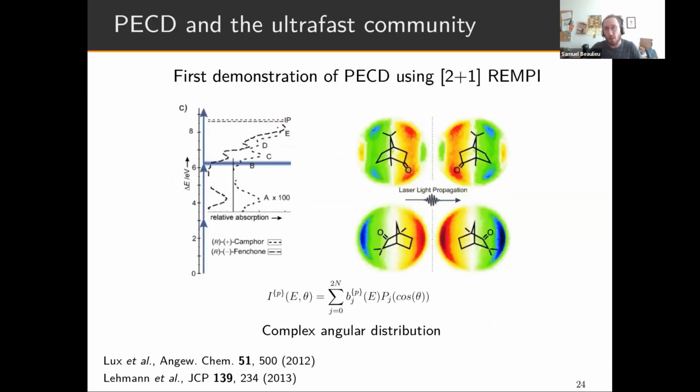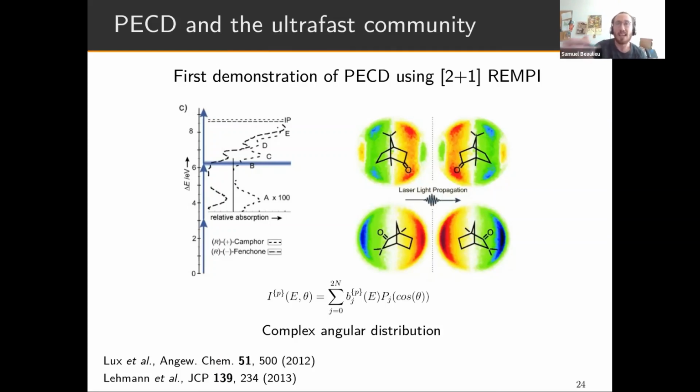And the second breakthrough, which actually came two or three years before the one presented on the previous slide, is the first demonstration of PECD emerging from multiphoton ionization using femtosecond visible pulses. More specifically, Lux and co-workers have demonstrated that PECD emerges from resonance-enhanced multiphoton ionization, where basically you have two resonant photon absorptions to the Rydberg states and a third photon leading to ionization.